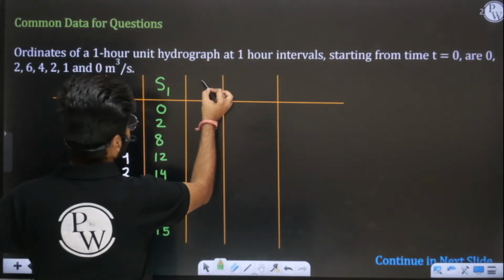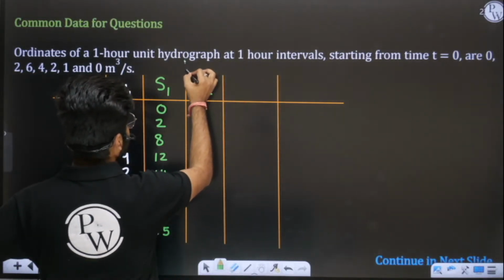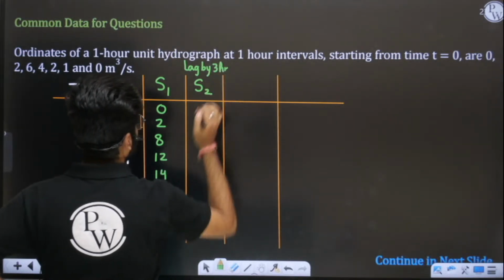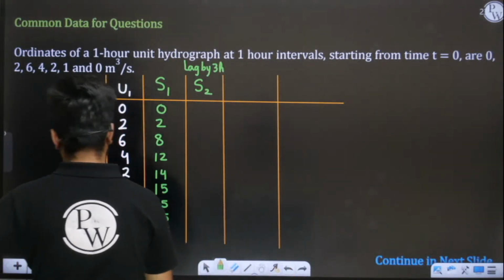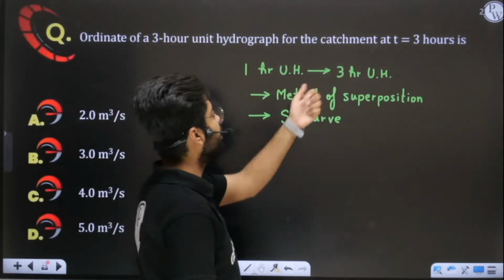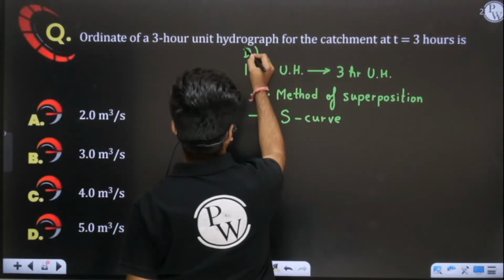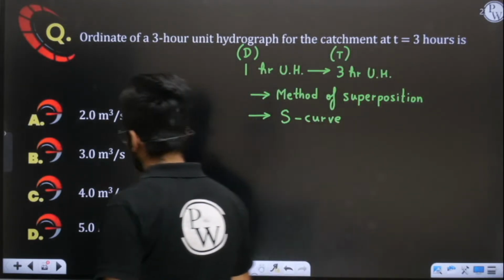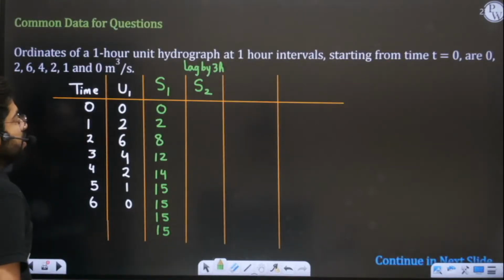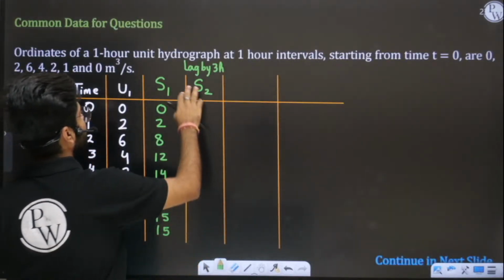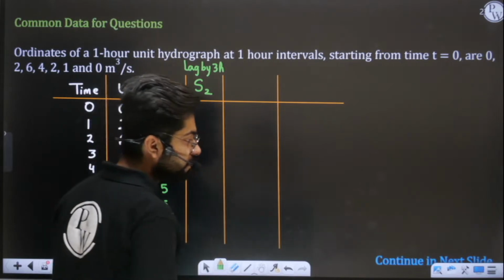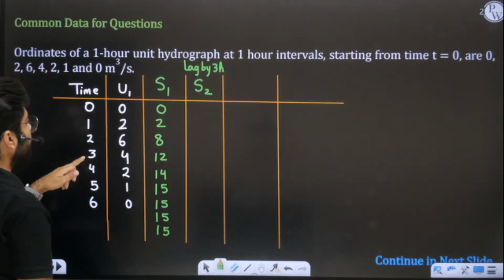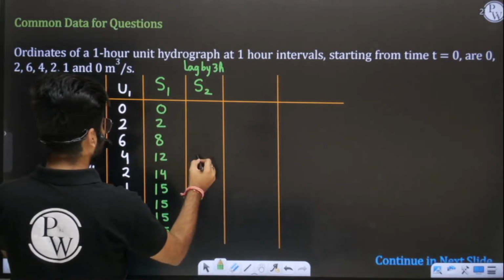Now you have to write the S curve again, lagged by 3 hours. Sir, why 3 hours? Why do I have to lag it by 3 hours? Because you have to convert the 1 hour unit hydrograph into a 3 hour one. This is D and this is T. Since you have to convert it into 3 hours, you have to lag it by 3 hours. So I will lag it by 3 hours, and all these values I will start writing from 3 only.